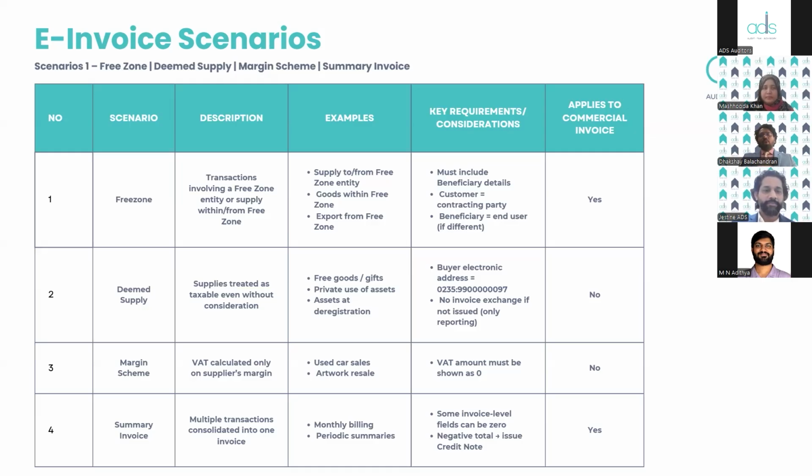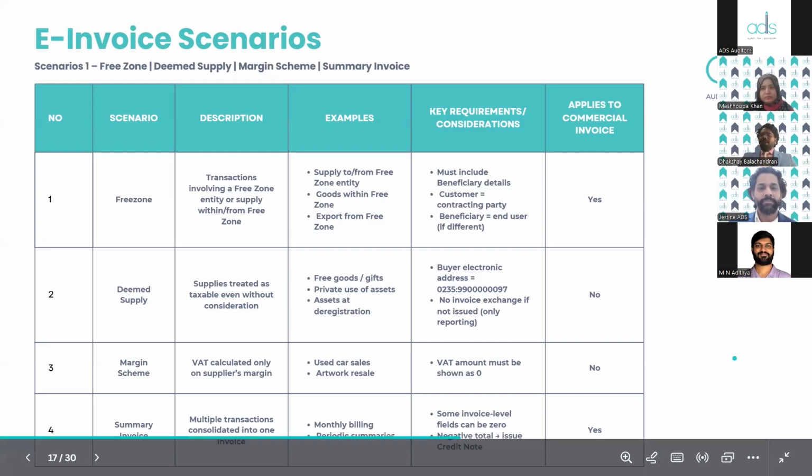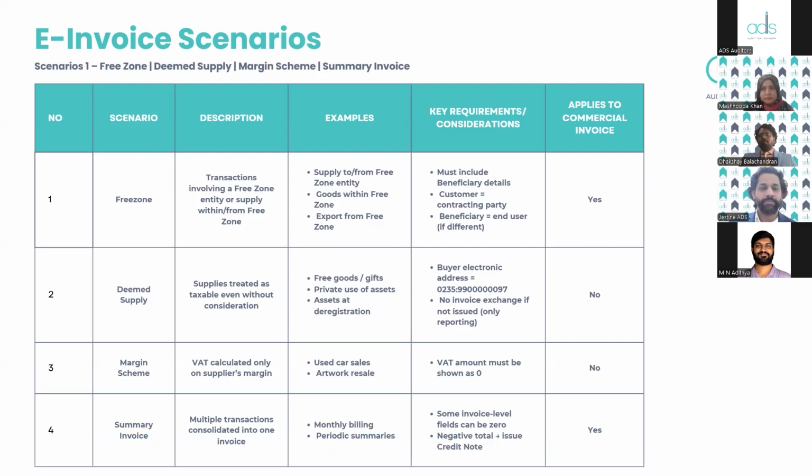The first scenario is when you're dealing with any kind of free zone companies. You have a company in the mainland and you have a supplier who is in the free zone, or vice versa. You are in the free zone and you have a company which is based out of mainland. There can even be scenarios where your company is based in a free zone and you're exporting out of the country. So as per the e-invoicing, now the things are going to change.